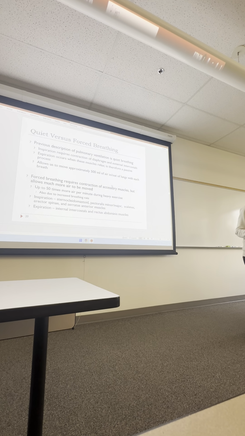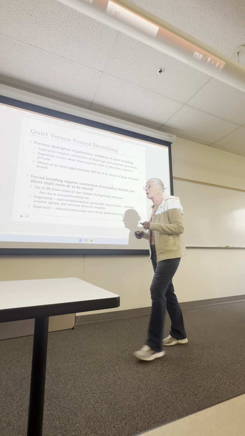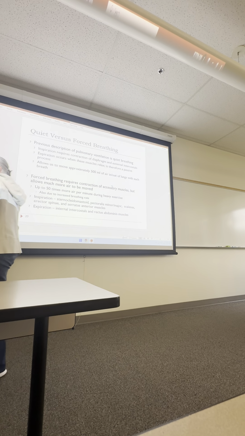CO2, exactly. You're exercising, you're making more of it. Your brain says, hey, pH is dropping, get going. Get rid of that CO2. When we do forced inspiration, we're going to involve some additional muscles. External intercostals and diaphragm are still involved. However, you're also going to use your sternocleidomastoid.